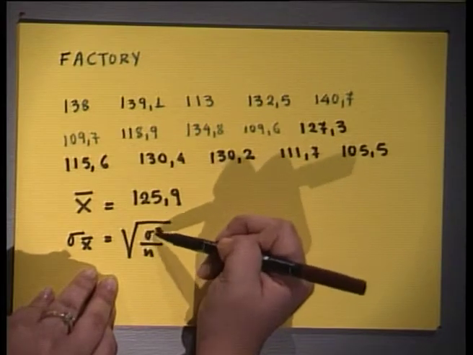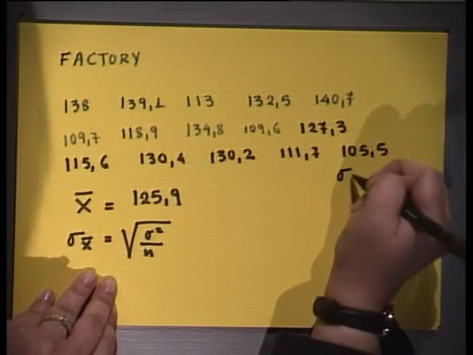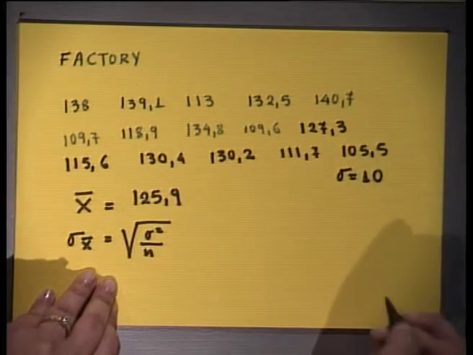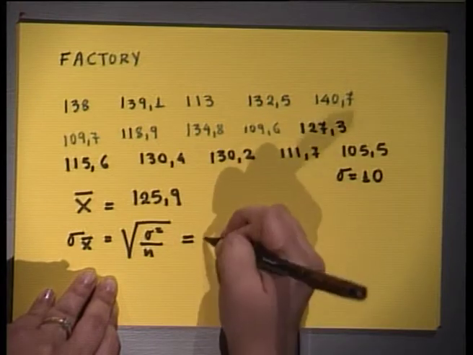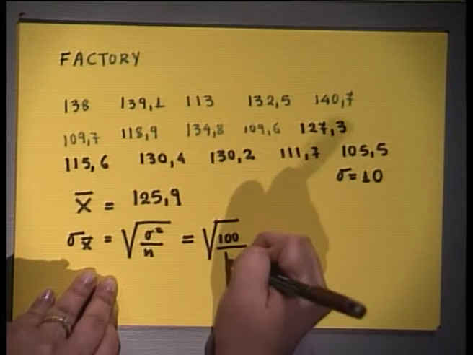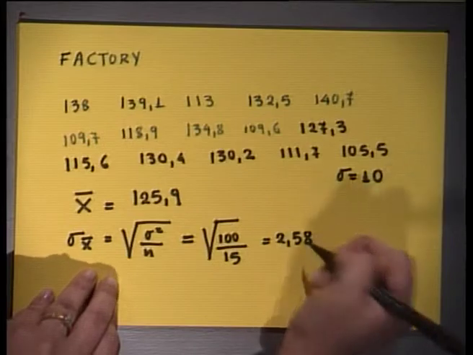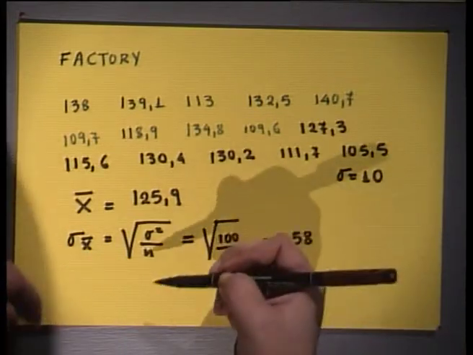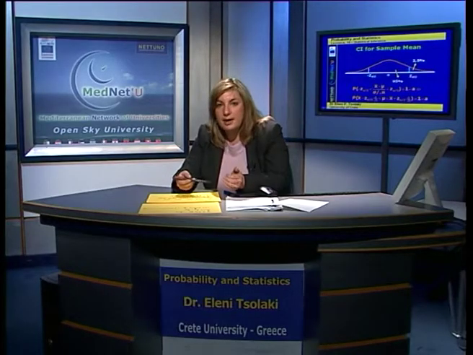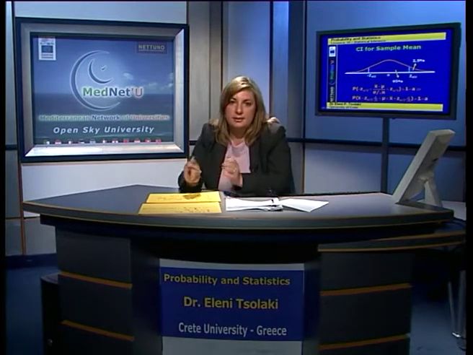Now, if this value is known, for example, if sigma was known to be 10, then we calculate this and it would be square root of 100 over 15, which is 2.58. And now this, the standard deviation for the sample mean, can be used in order to create a confidence interval.